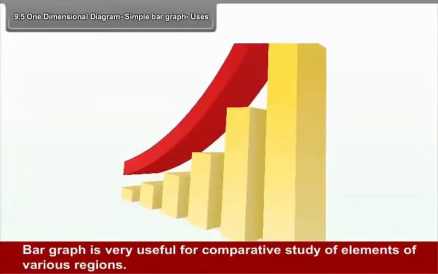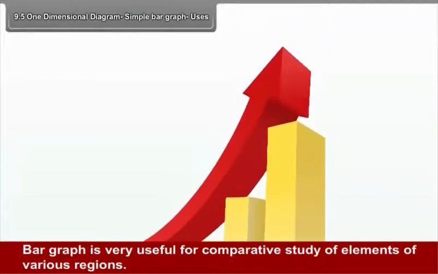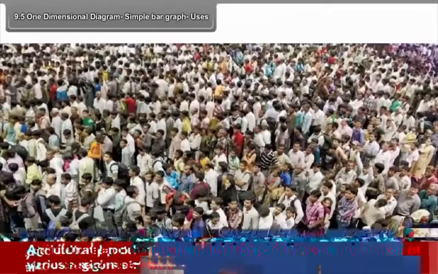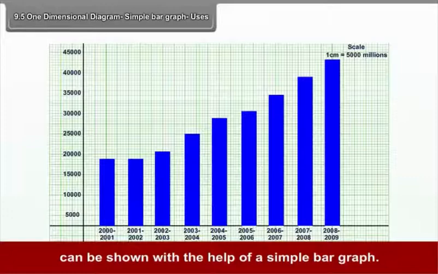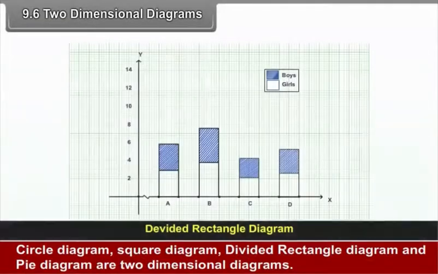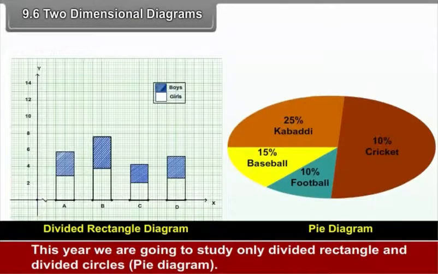Uses: Bar graph is very useful for comparative study of elements of various regions. Agricultural production, industrial productions, population of various regions, etc. can be shown with the help of a simple bar graph. Two-dimensional diagrams. Circle diagram, square diagram, divided rectangle diagram and pie diagram are two-dimensional diagrams. This year, we are going to study only divided rectangle and divided circles, that is, pie diagram.